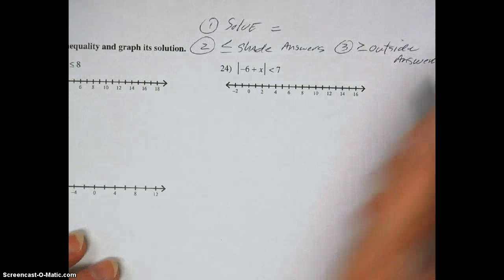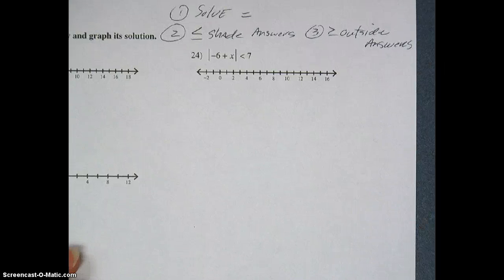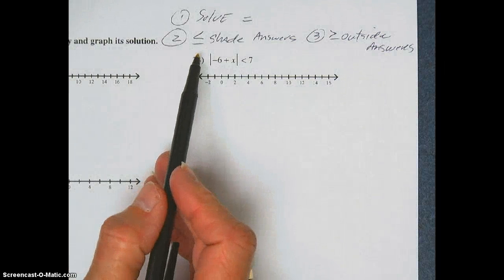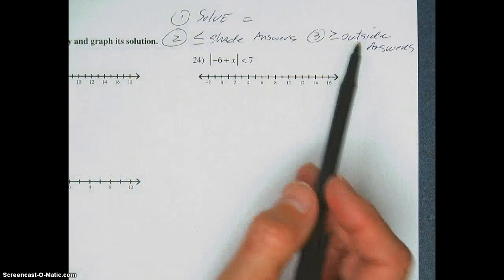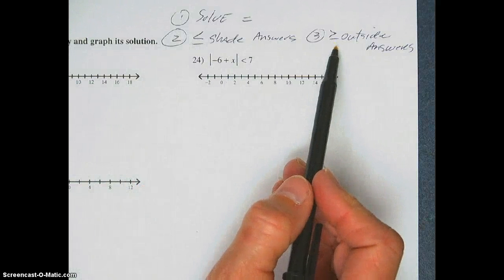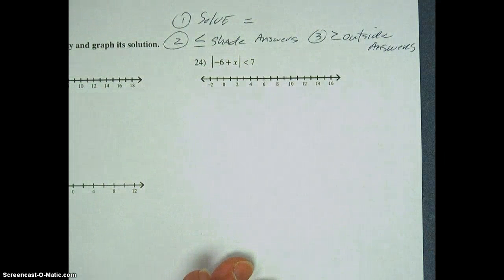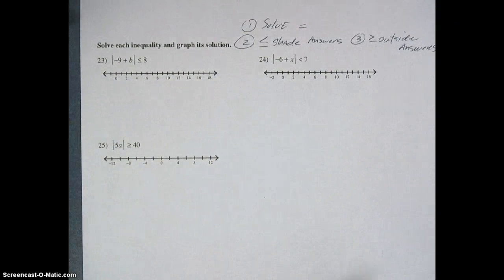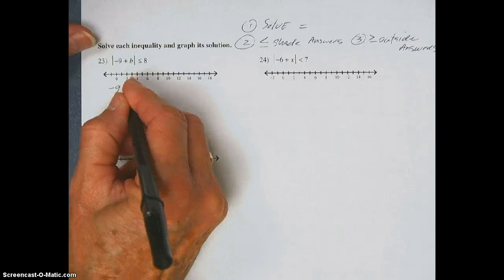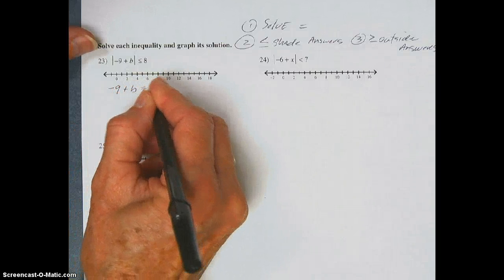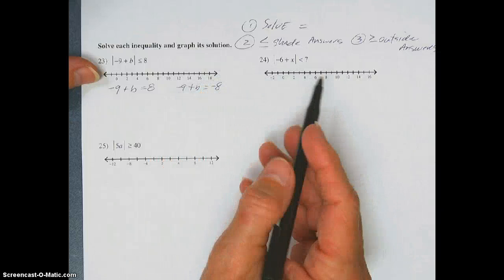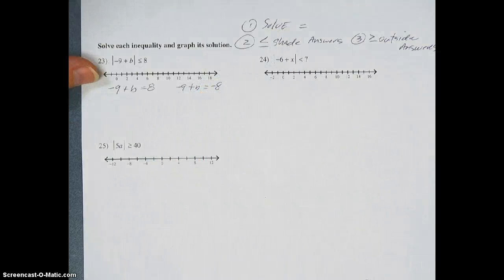Okay, so let me do one of these and see if you kind of remember. Again, if it's a less than with no equality, we'll have an open circle, and if it's a greater than with no equal to, we'll have an open circle on the answers. So let me work through these 3 steps with you on problem number 23. So before I graph, I'll solve. So -9 plus b equals an 8, and -9 plus b equals a -8. So that's what I mean by solve equal to first.